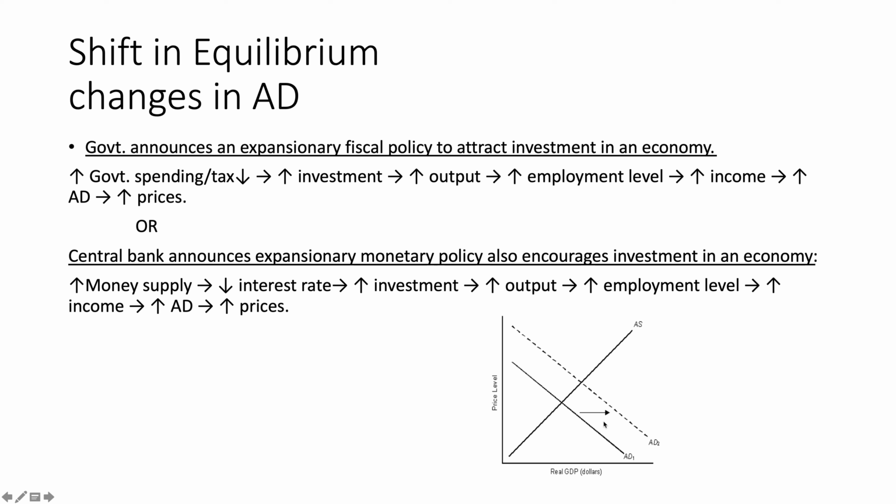Since we have already discussed a few minutes earlier that expansionary fiscal or expansionary monetary policy will result in an upward shift in the aggregate demand, now we are observing it with the equilibrium included as well, resulting in higher aggregate demand and higher prices in the economy.